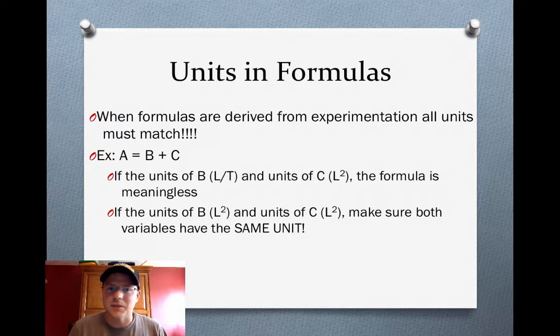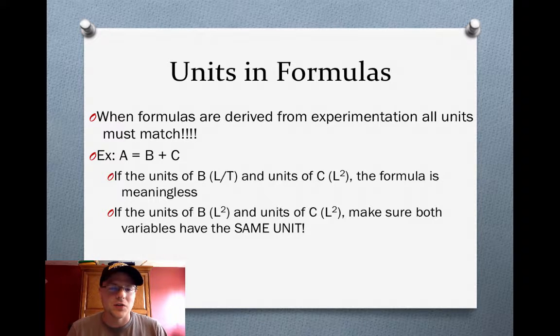And in saying that, that's what I mean by units in formulas. When you guys start deriving formulas from your experiments, you've got to make sure that all your units match up. So say the formula we created is A equals B plus C. If A has a certain unit, then B and C must have the same unit. So the first example says if the units of B are length per time and the units of C are length squared, that means absolutely nothing.